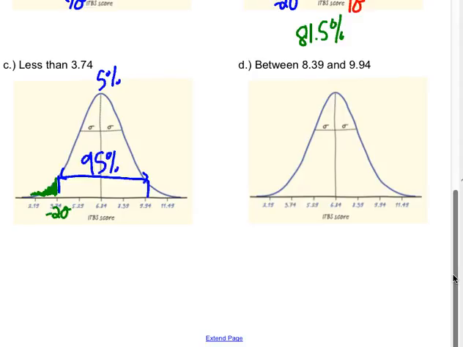But I'm not talking about the complete outside. I'm talking about half of that outside bit, or 2.5% of the data would be less than that bound. Or finally, here we have 8.39, which is right here, and 9.94. So we're looking between 1 standard deviation and 2 standard deviations.